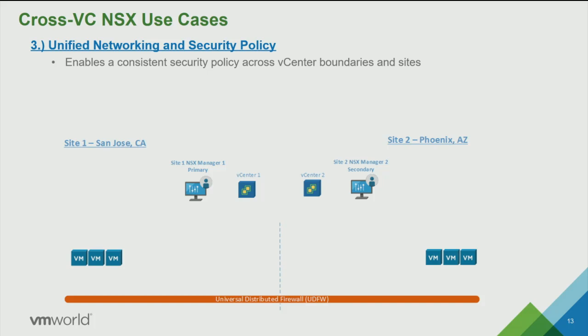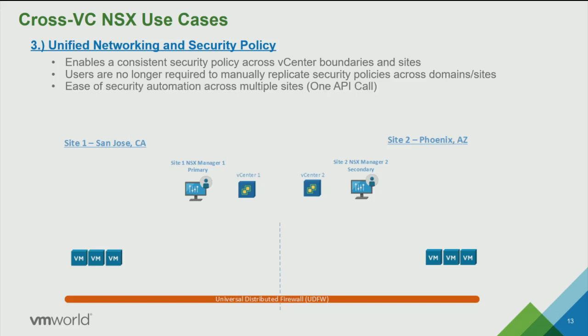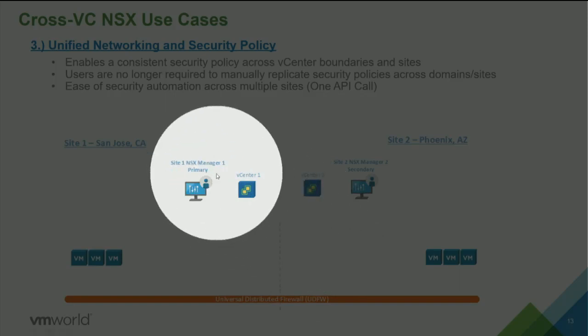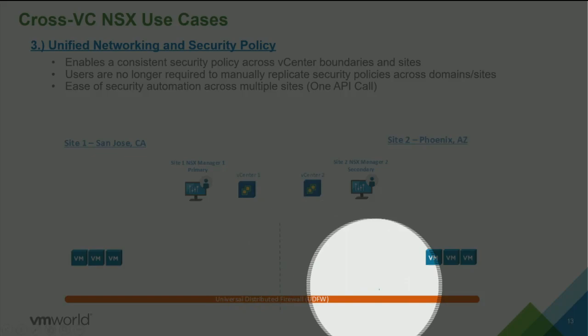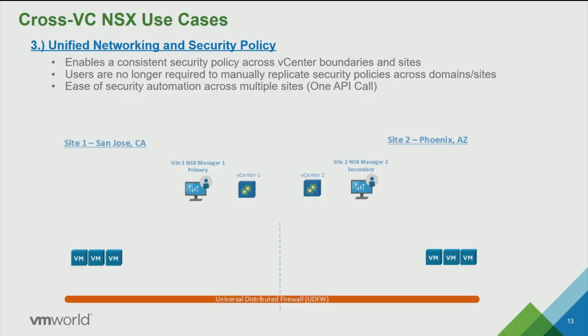It enables a consistent security policy across your vCenter domains and across your sites. So you're no longer required to manually replicate these policies, like I showed you in some of the prior slides. So you also have ease of security automation. You can make one API call to this primary NSX manager here, just one call, and you know you'll have consistent security across all your sites. You can put this in your advanced security scripts or automation scripts, right? You have higher level security constructs, universal security tags, automatically synced to the secondary site.